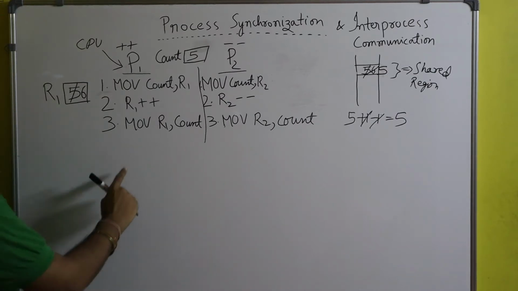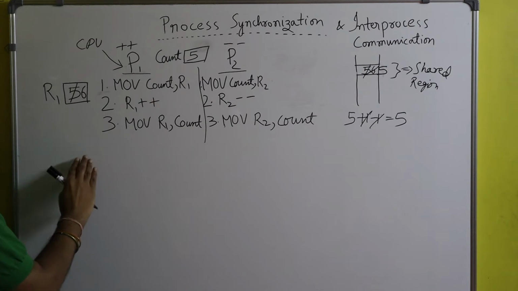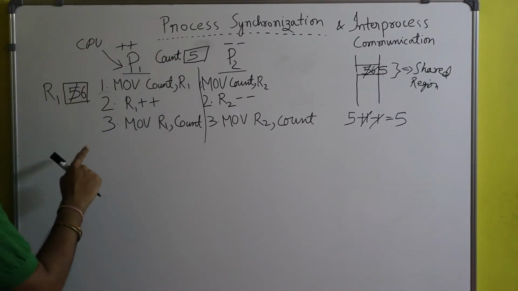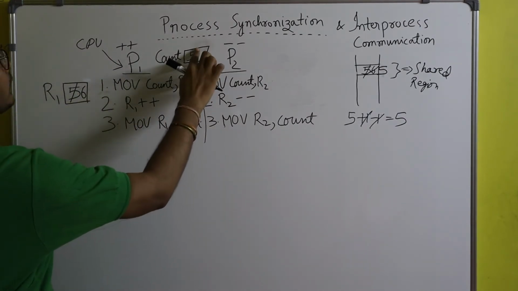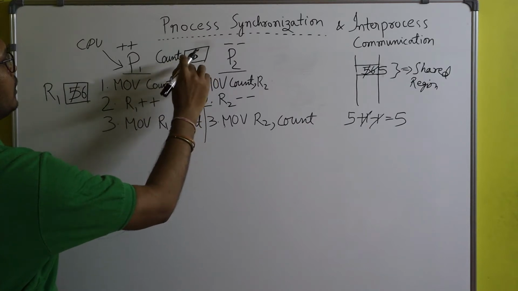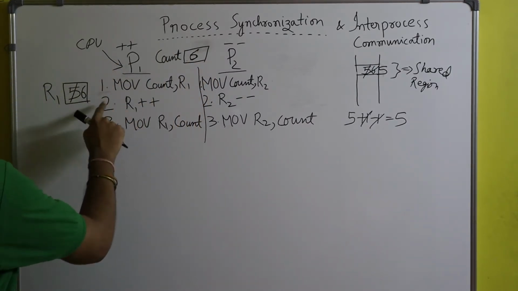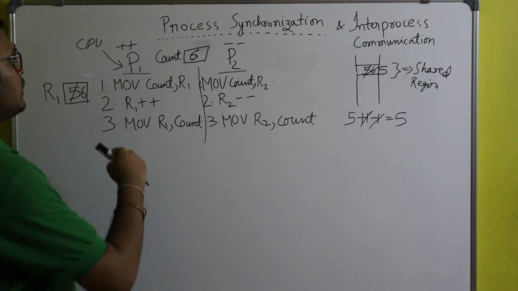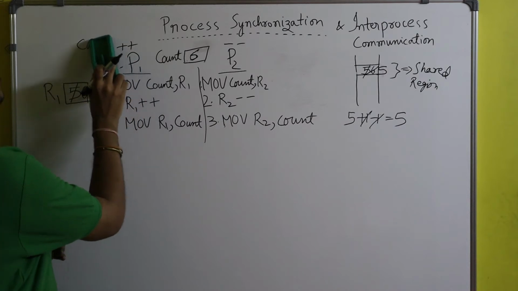And after that, the third instruction, move R1 comma count. It means this incremented value should be moved to the count. Since the incremented value is 6, it will be moved to the count. So now count will contain 6. Simple. Here you see process P1 successfully finished all three instructions.